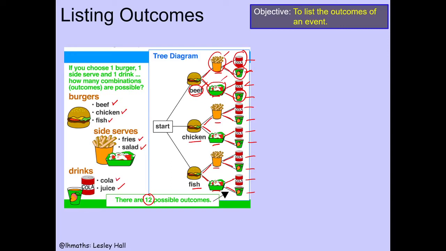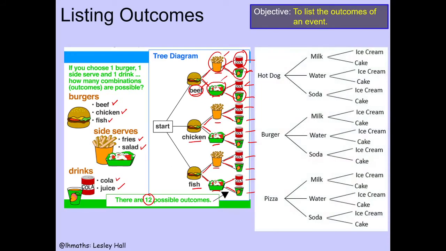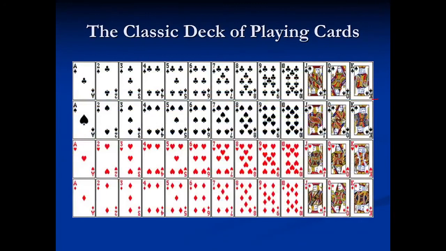Okay? Now, here is another application. What if I'm gonna have a hot dog, a burger, and a pizza for my choices of, how do you call this, by the way, my snacks? And then for the drinks, I'm gonna have milk, water, and soda. For the dessert, I'm gonna have ice cream or cake. And these are the possible outcomes. How many possible outcomes do we have here? There are, let's count off, 1, 2, 3, 4, 5, 6. Okay, sorry for that.